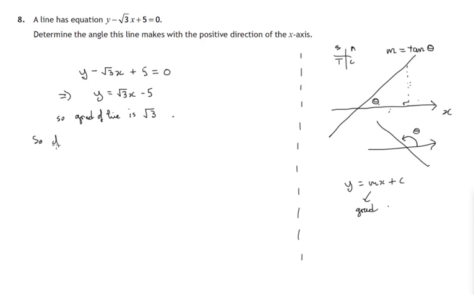So, if the required angle is theta, then the tangent of that required angle will be root 3. So now remember, we're in paper 1 with no calculator, so how on earth do we find an angle whose tangent is root 3? Well, the root 3 is the clue to this.